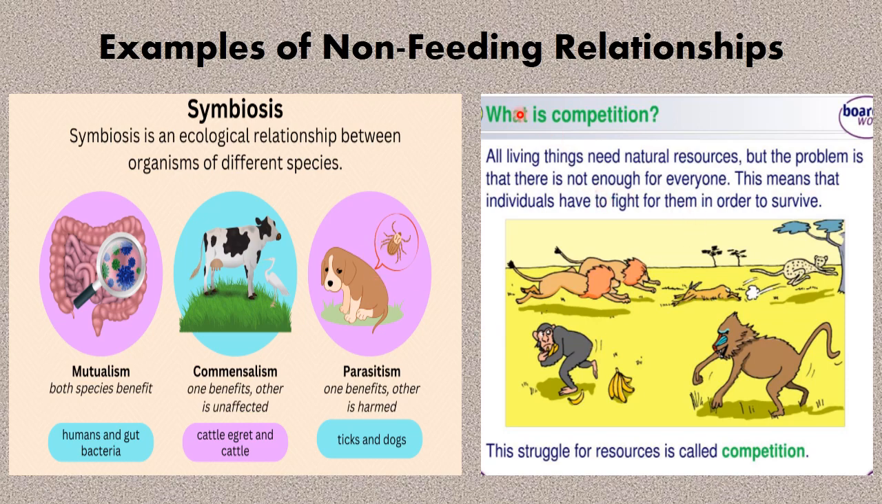Now finally, we'll be looking at competition. What is competition? All living things need natural resources, but the problem is that there is not enough for everyone. So individuals have to fight for these resources in order to survive, and this struggle leads to what we call competition. Living organisms may have to compete for food, water, space, and they may also have to compete for mates. You can see two lions may be fighting over one female lion, while predators may be fighting for one prey, and in this case a monkey and a chimpanzee may be fighting for food. So this is a typical example of competition.